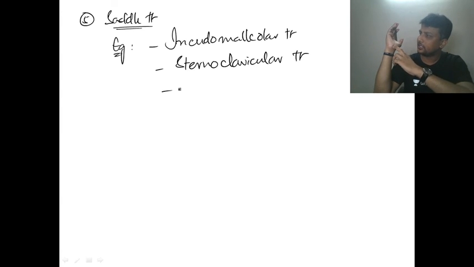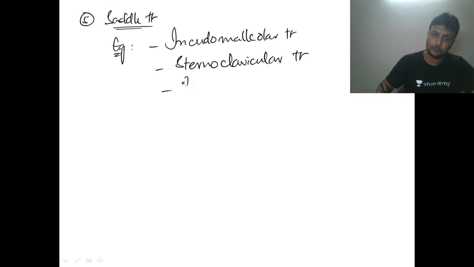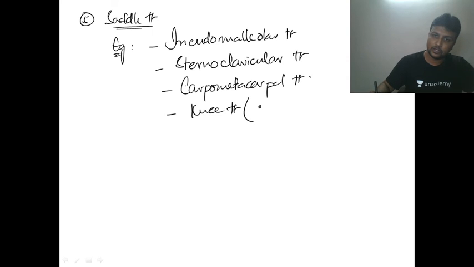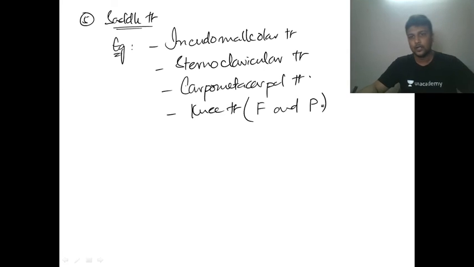And number 3, I told you about this one right now. Wrist joint is ellipsoidal. Metacarpophalangeal joint is ellipsoidal. What about the carpo-metacarpal joint? Carpo-metacarpal joint is the saddle variety. One more, the knee joint. And near the knee joint, which one? The joint between the femur and patella. Femur and tibia is condylar variety, already we wrote. Femur and patella will be the saddle joint.